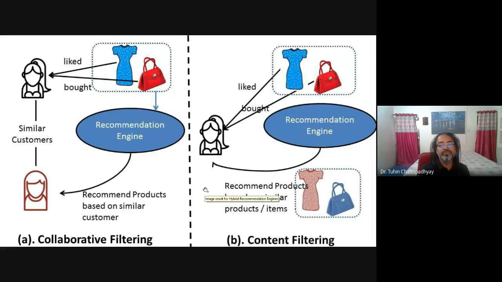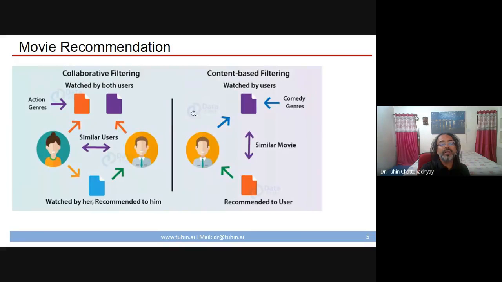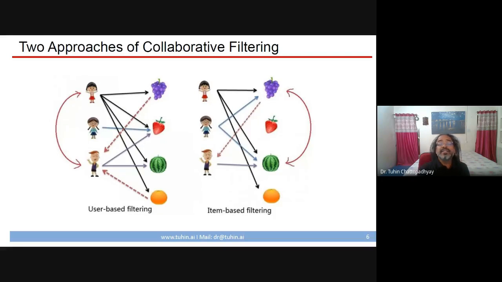That's the content filtering. Again, the same thing in the context of movie recommendation. Collaborative filtering: watched by both users, action genre, for instance, then watched by her, recommend to him, as a similar user. And content-based filtering: say the comedy genre, similar movie, recommend this to him. So that's how collaborative filtering and content-based filtering work. Now let's make it a bit more complex. These are the two approaches of collaborative filtering.